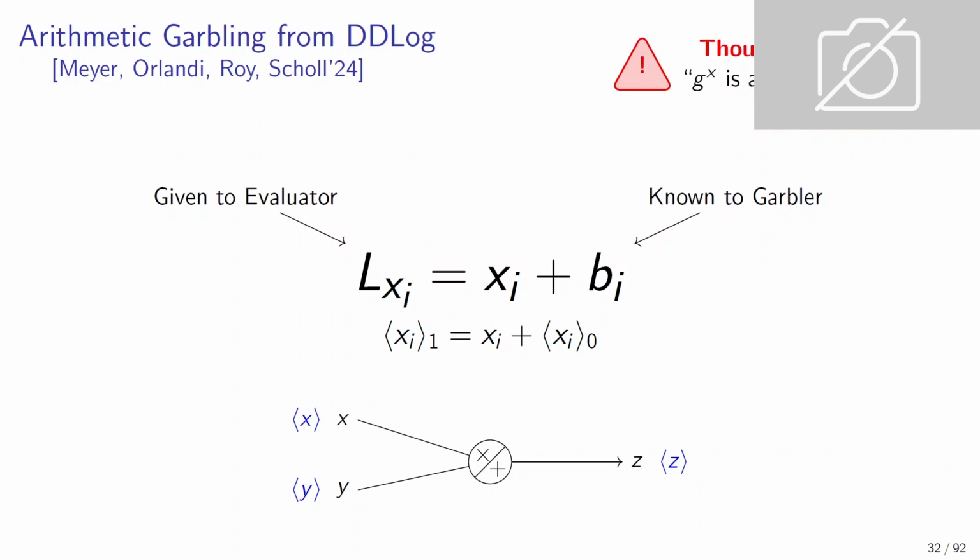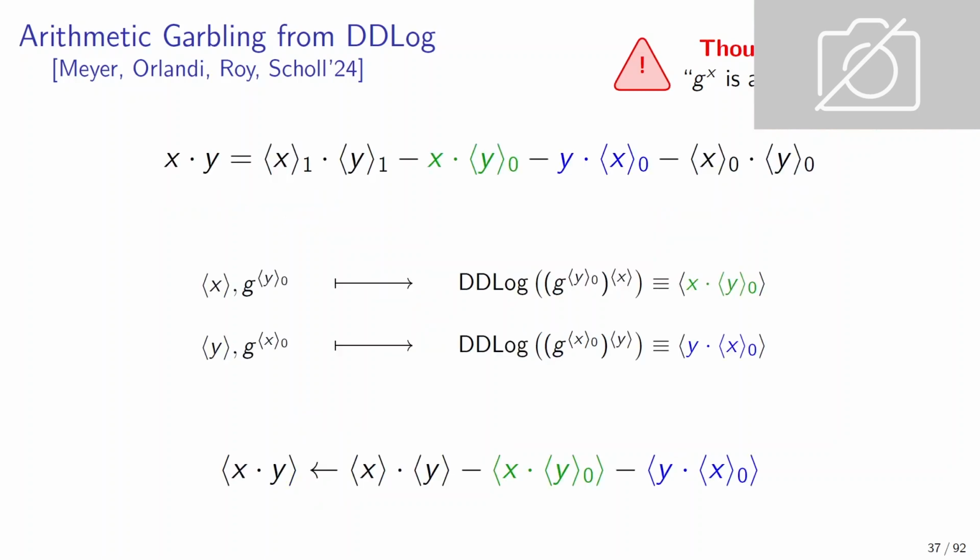And I claim the following identity holds. If you don't trust me, you can just check this holds, but hopefully you do trust me. So, notice the following identity. If you want shares of x times y, the term x1 times y1, that's fine. The evaluator can do it locally. The other term on the right, x0 times y0, the garbler can compute locally. What's the problem are these cross terms, x times y0 and y times x0.